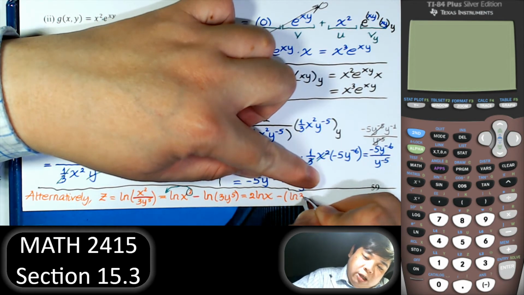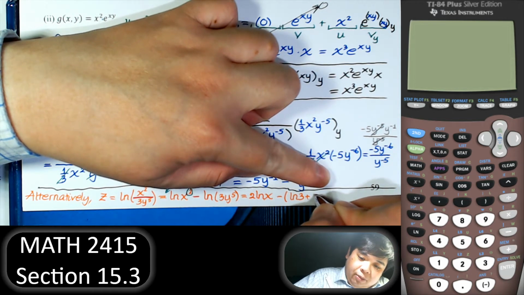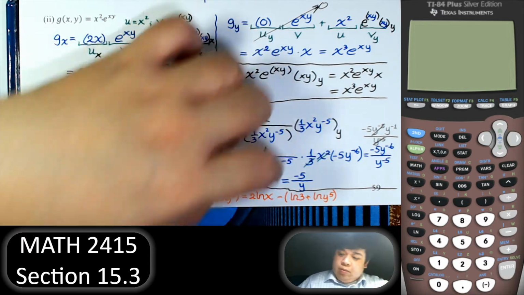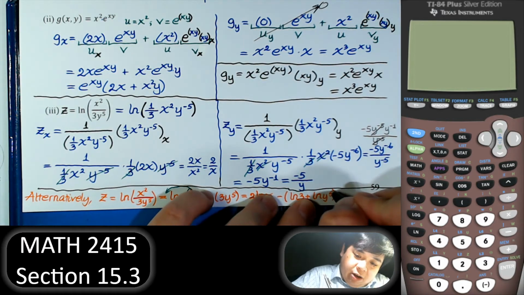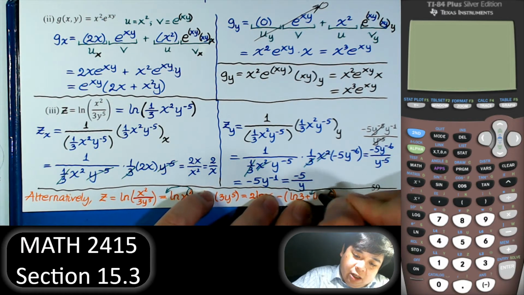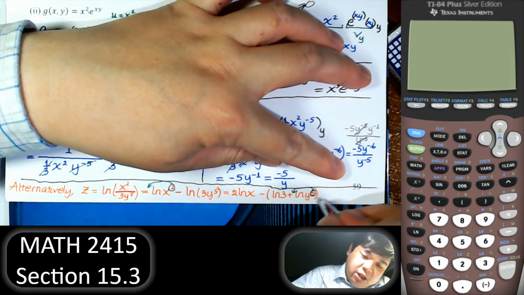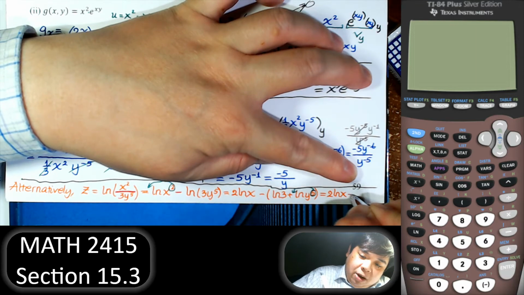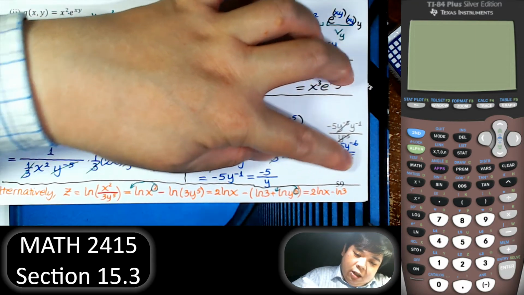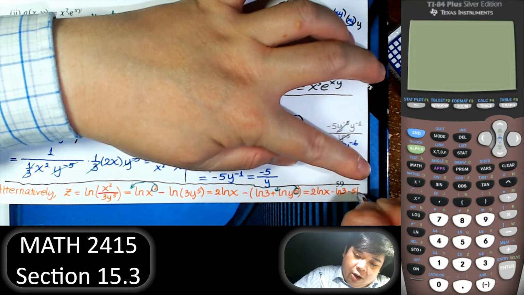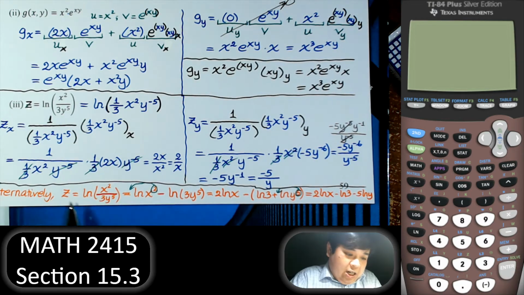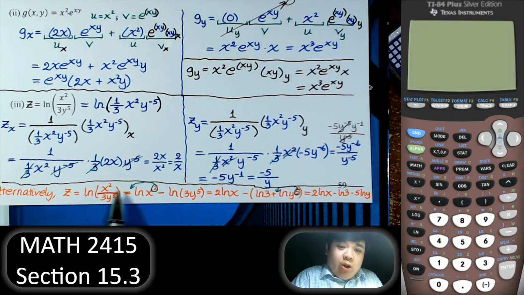ln of 3, ln of y to the 5th, and we'll take the 5 out here. So bottom line is we rewrite the function as 2 ln of x minus ln of 3 minus 5 ln of y. That function is equivalent to this.